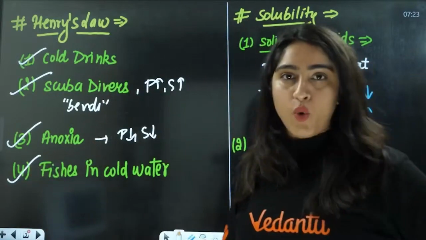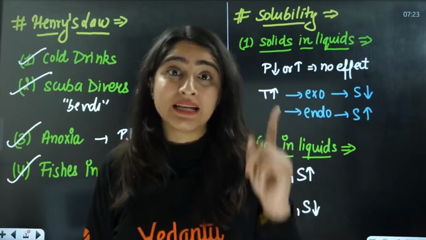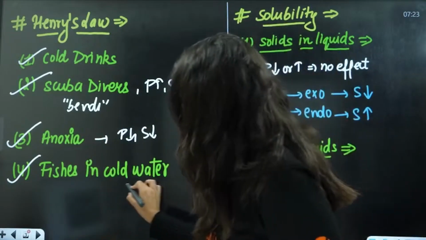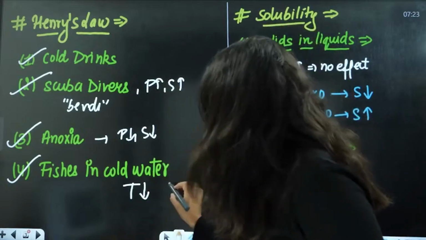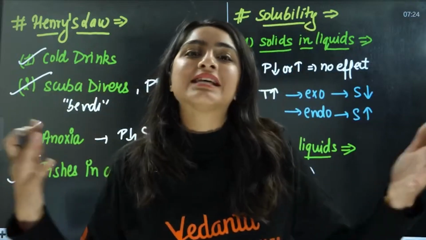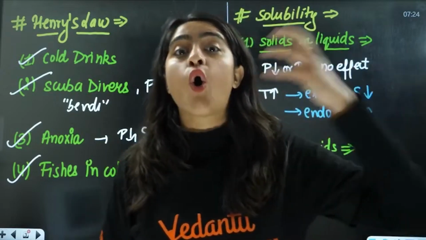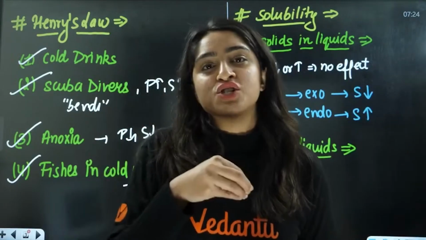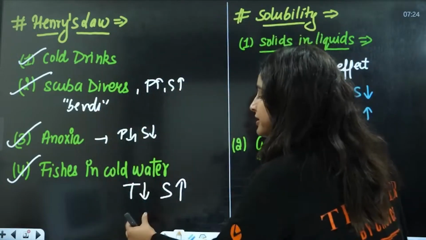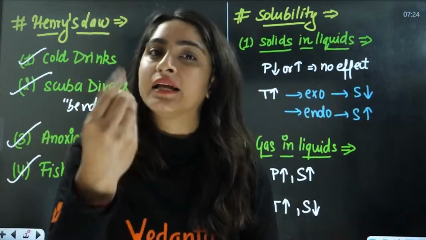Next is fishes in cold water. Now, why do fishes survive in cold water? Why do they prefer cold water? The reason is Henry's law. Because the temperature is low, that means the solubility is very high. We are talking about gases here, right? Fishes need oxygen to inhale, so oxygen is dissolved in cold water more easily as compared to hot water, because the lower the temperature, the higher the solubility. That is why fishes find it easy to inhale in cold water.